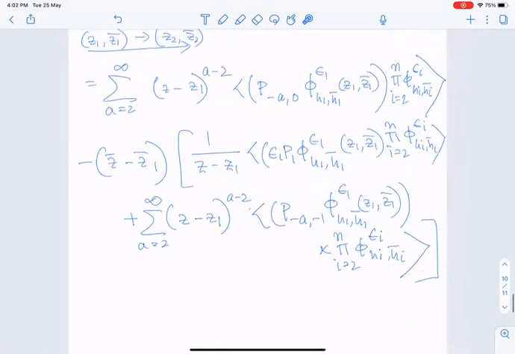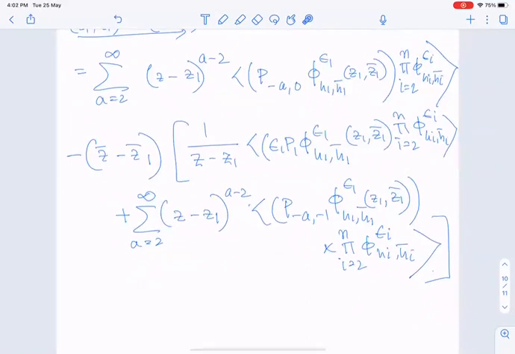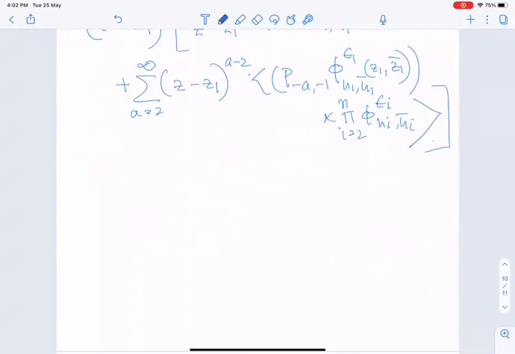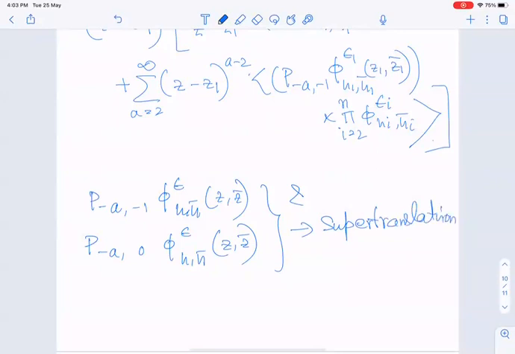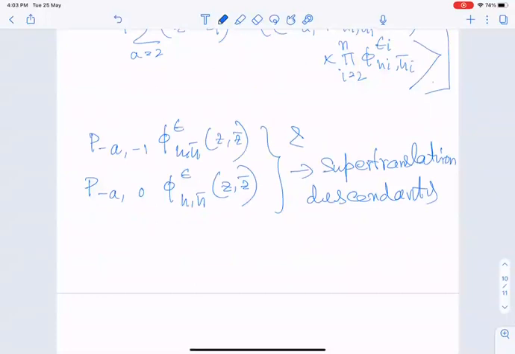Okay, and what are these objects? These are the modes of the super translation currents that we defined last time. Let me just say that these objects, P minus A minus 1 acting on phi epsilon h h bar z z bar in general, are the super translation descendants, just like you have Virasoro descendants in two-dimensional conformal field theory. Here you have the super translation descendants. I'll explain these things more in the next lecture. For this A, you can see this is greater than or equal to 2.